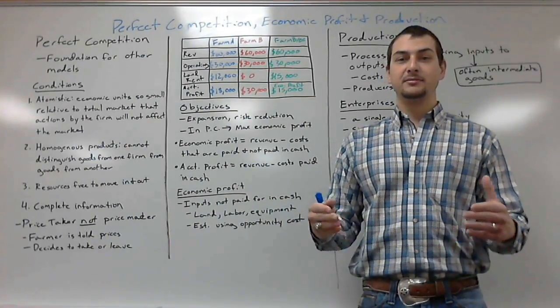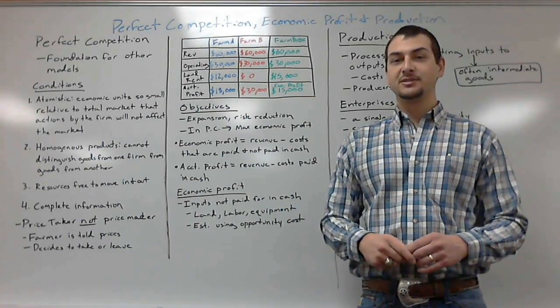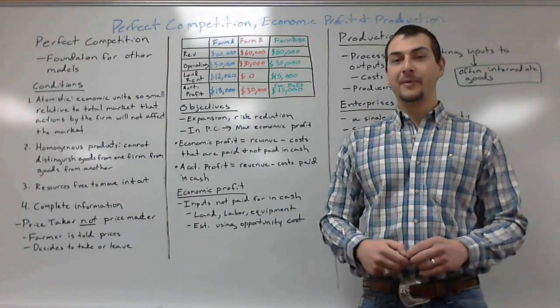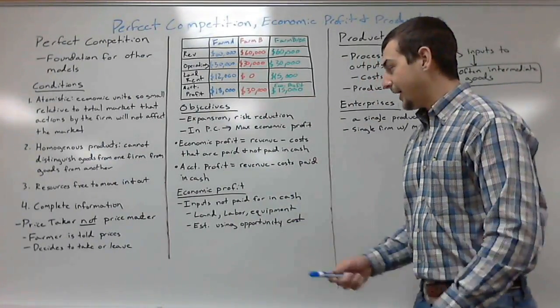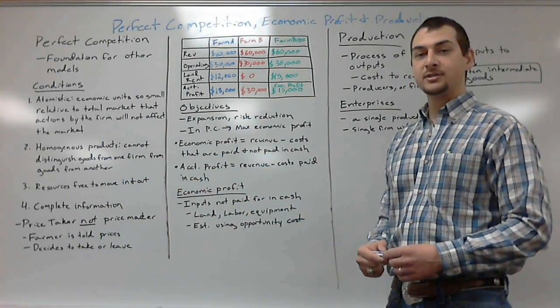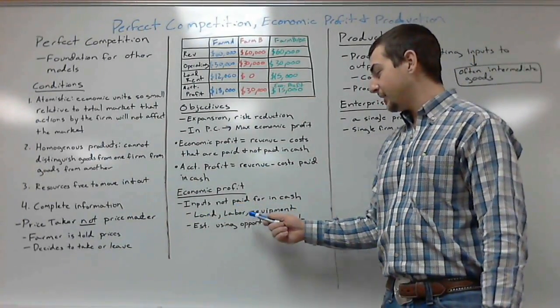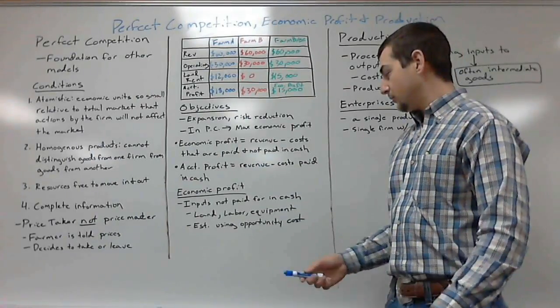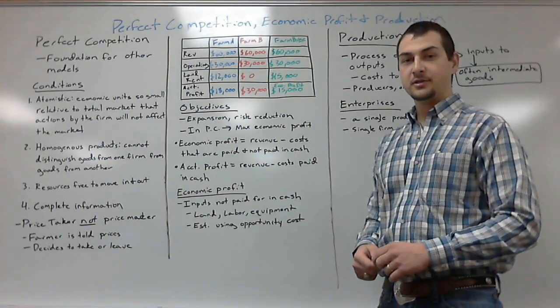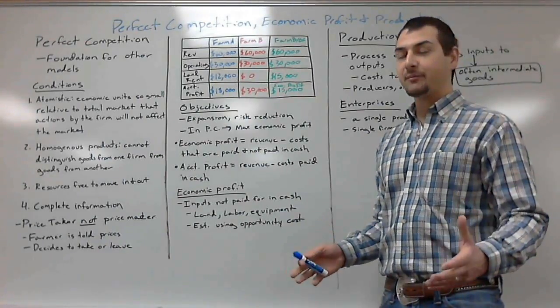What I mean by a non-paid cost is something such as land or labor that you already own and you don't really pay yourself for. So economic profit includes the inputs that are not paid in cash. This includes stuff like land, labor, equipment. We estimate these costs using opportunity cost. So let's take a look at an example real quick.